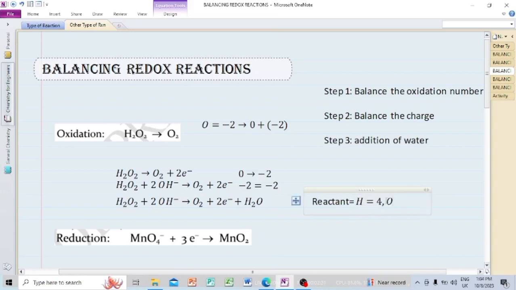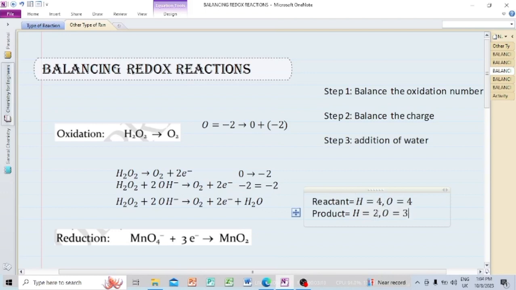For oxygen, we have 4 din. And on the product side, ang H natin is 2, and our oxygen is 3. So, hindi sila balance. So, i-balance muna natin yung hydrogen.